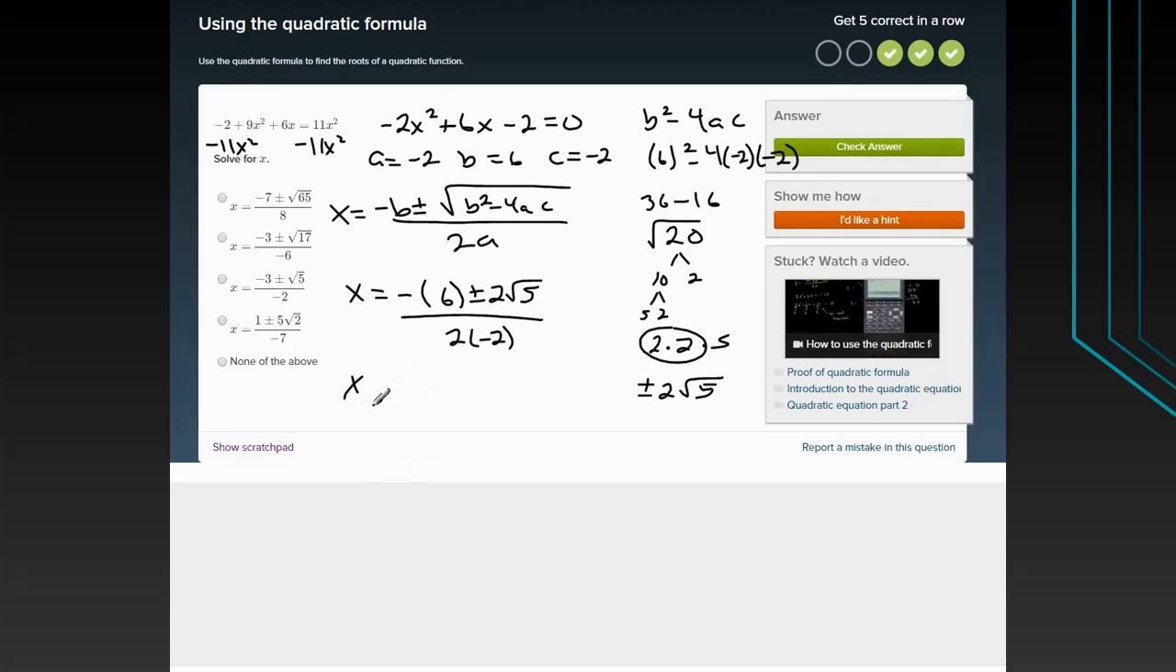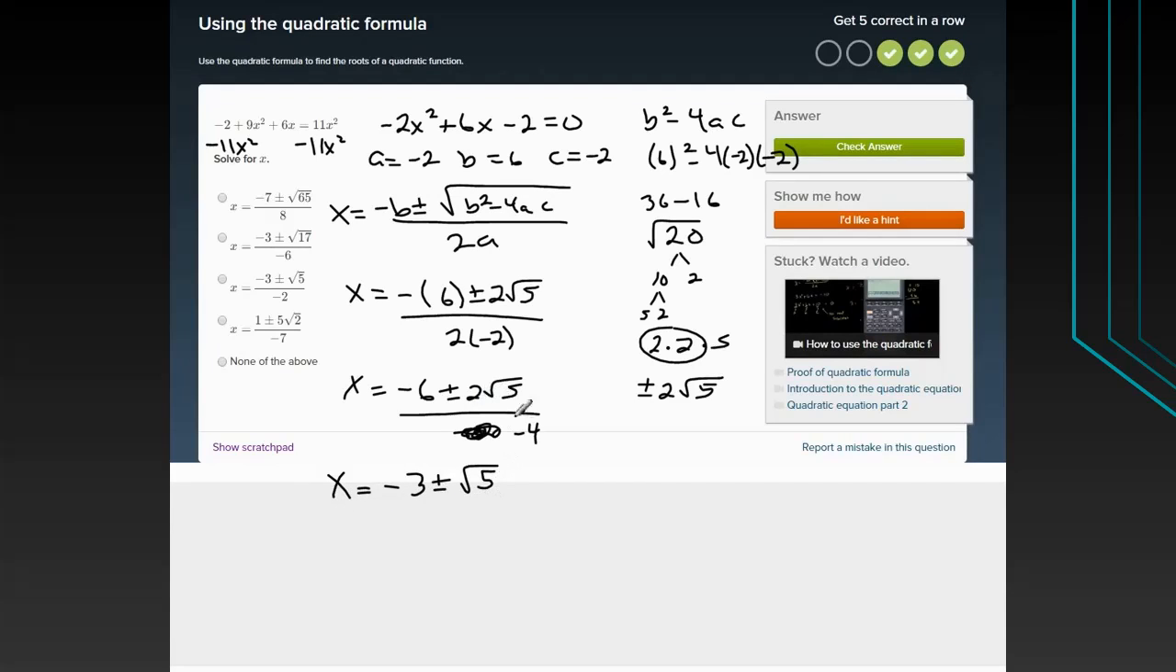So I have negative 6 plus or minus 2 square root of 5 all over negative 2. Oh, not negative 2, sorry. That is a negative 4. So now I notice the negative 6, the 2, and the negative 4 can all be divided by 2, because that's not one of the answers there. So let's divide them all by 2 and see what we get. I get negative 3 plus or minus square root of 5.